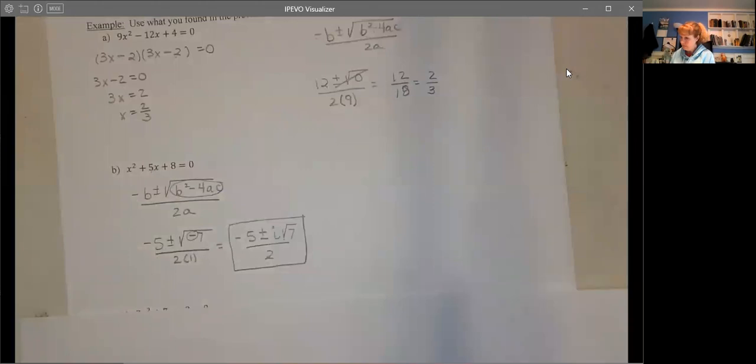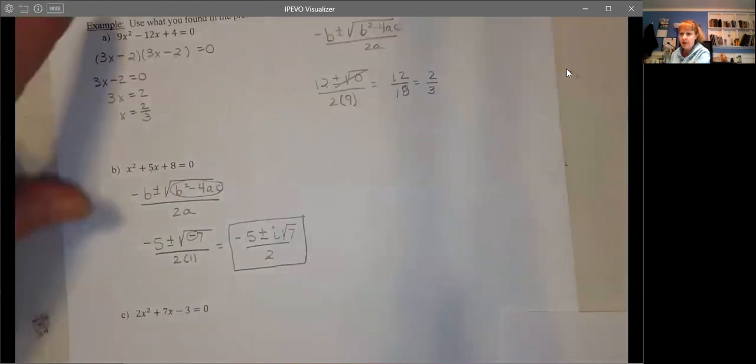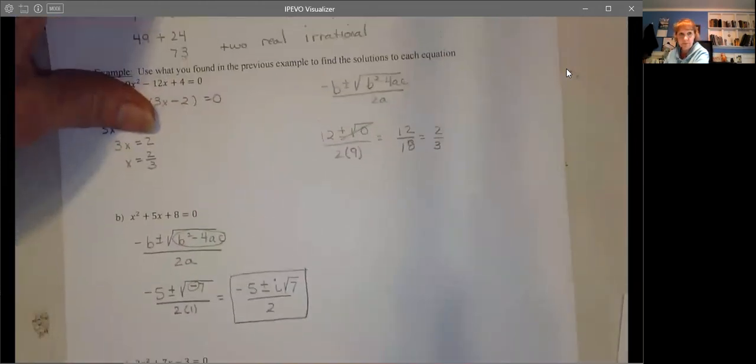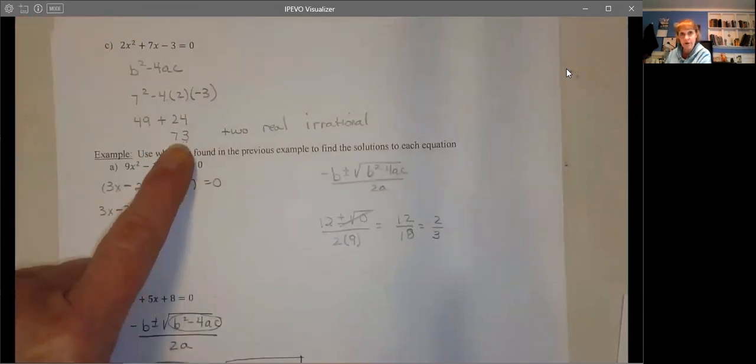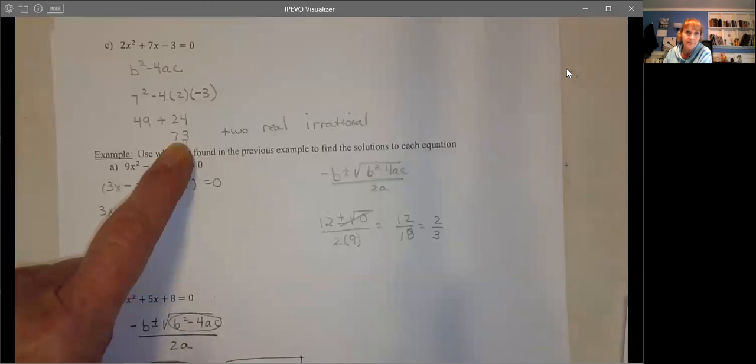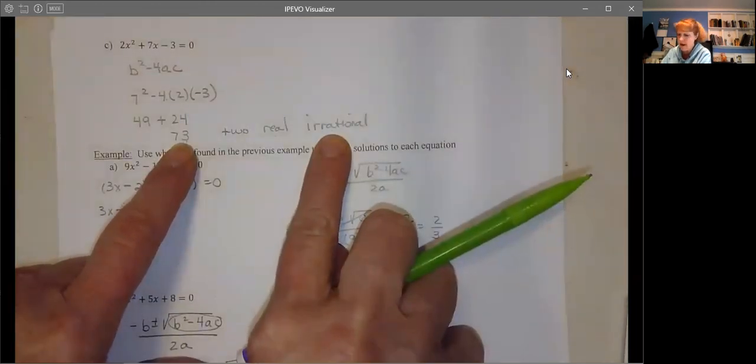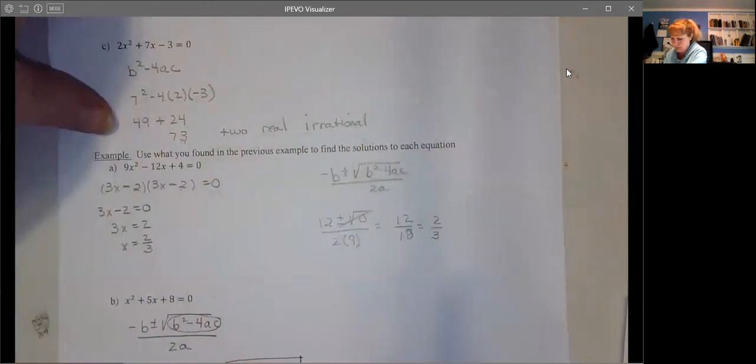Okay, last one. I know that my discriminant was 73. So I do know it's going to be irrational, so I'm not going to try to factor. Now, if that had been a 64 or 36 and I would have been able to get a 6, then you could have factored them. But because it's irrational, we're not going to factor. We'll use the quadratic formula.